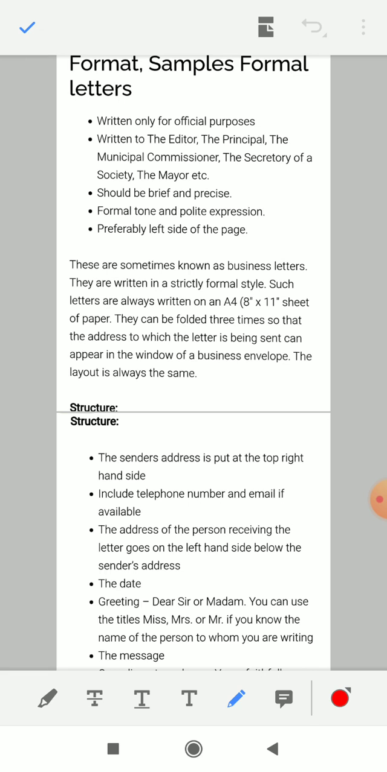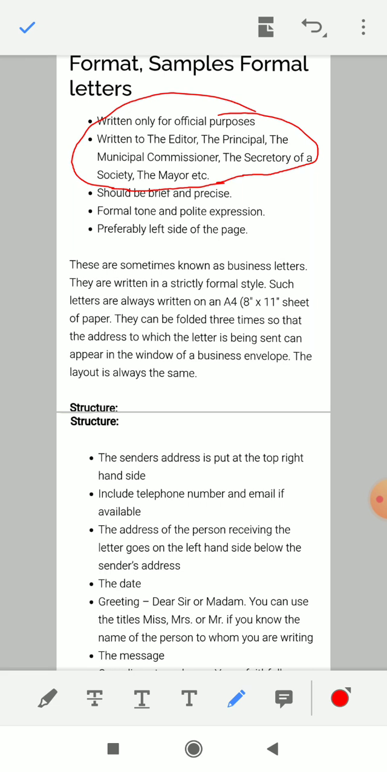Now, these letters are written for these purposes. We call it formal because the language used in these types of letters is very formal. It means you cannot use friendly language like hello, how are you. You are not supposed to write such things in formal letters. The selection of words should be taken very carefully.